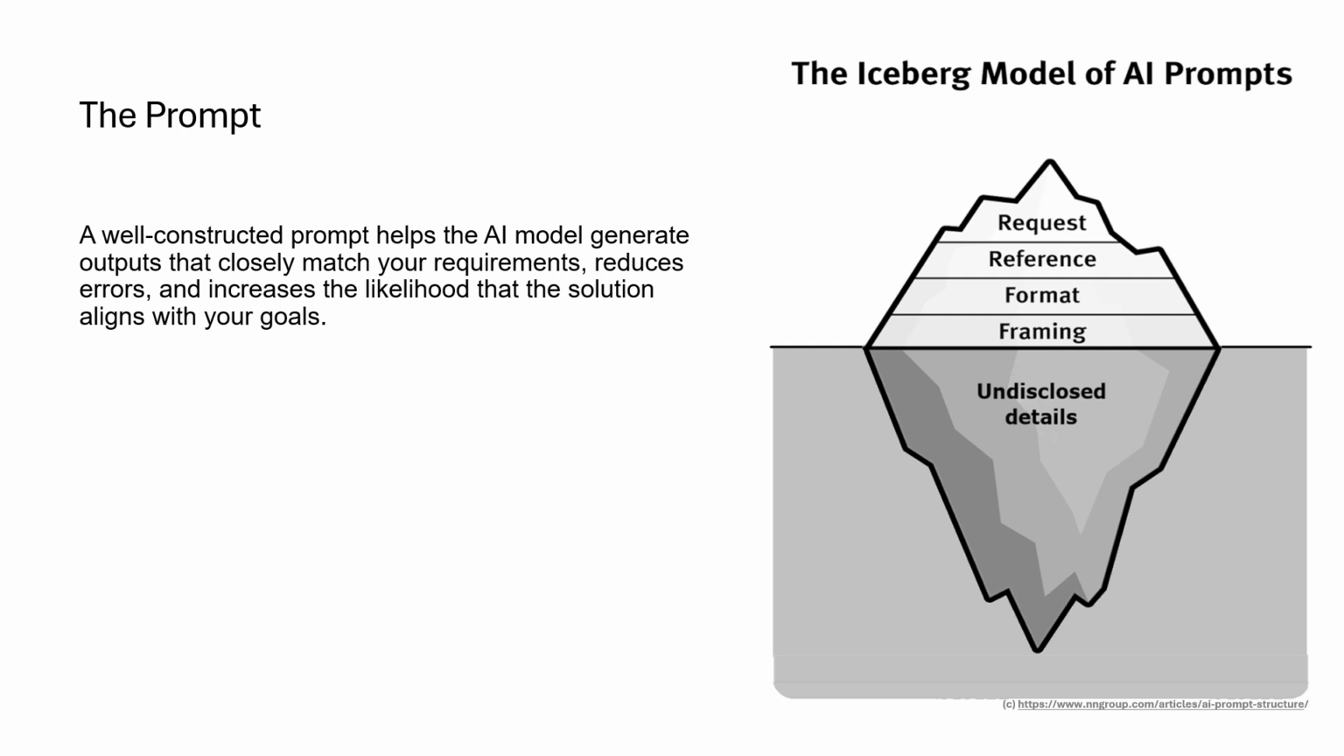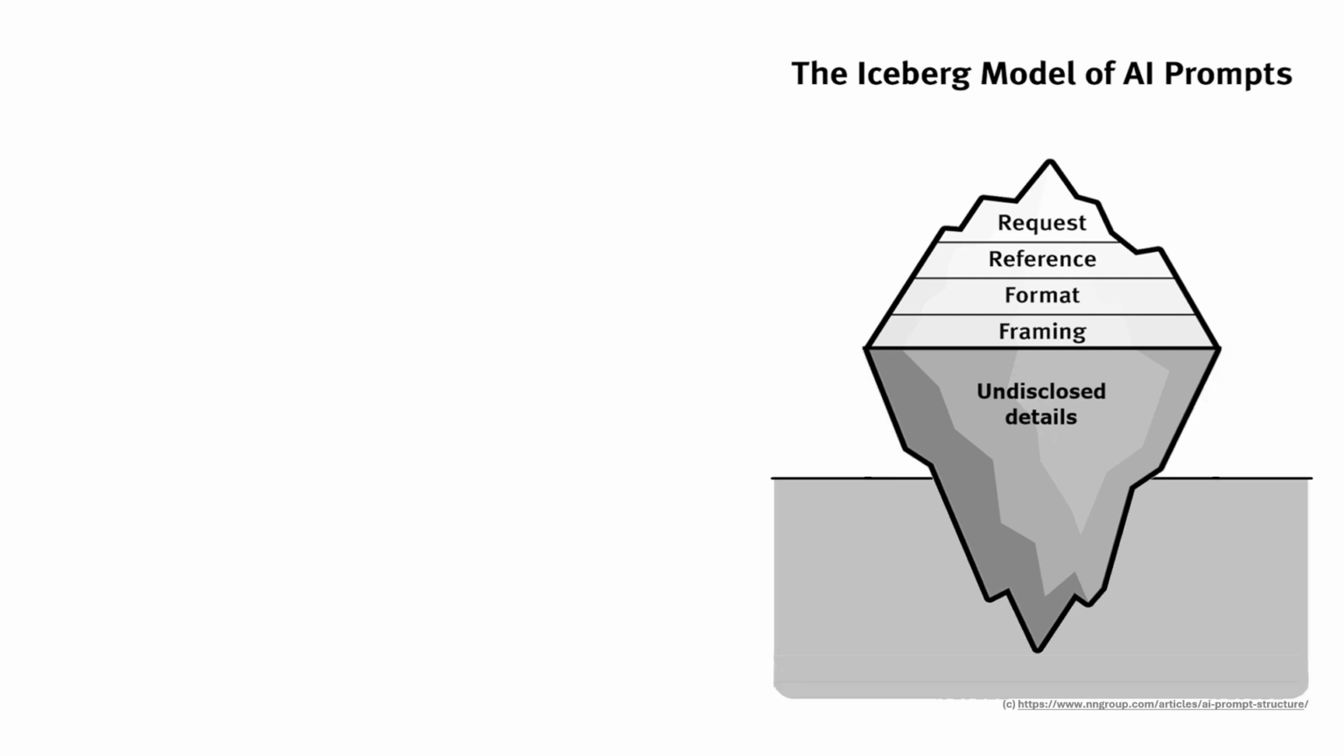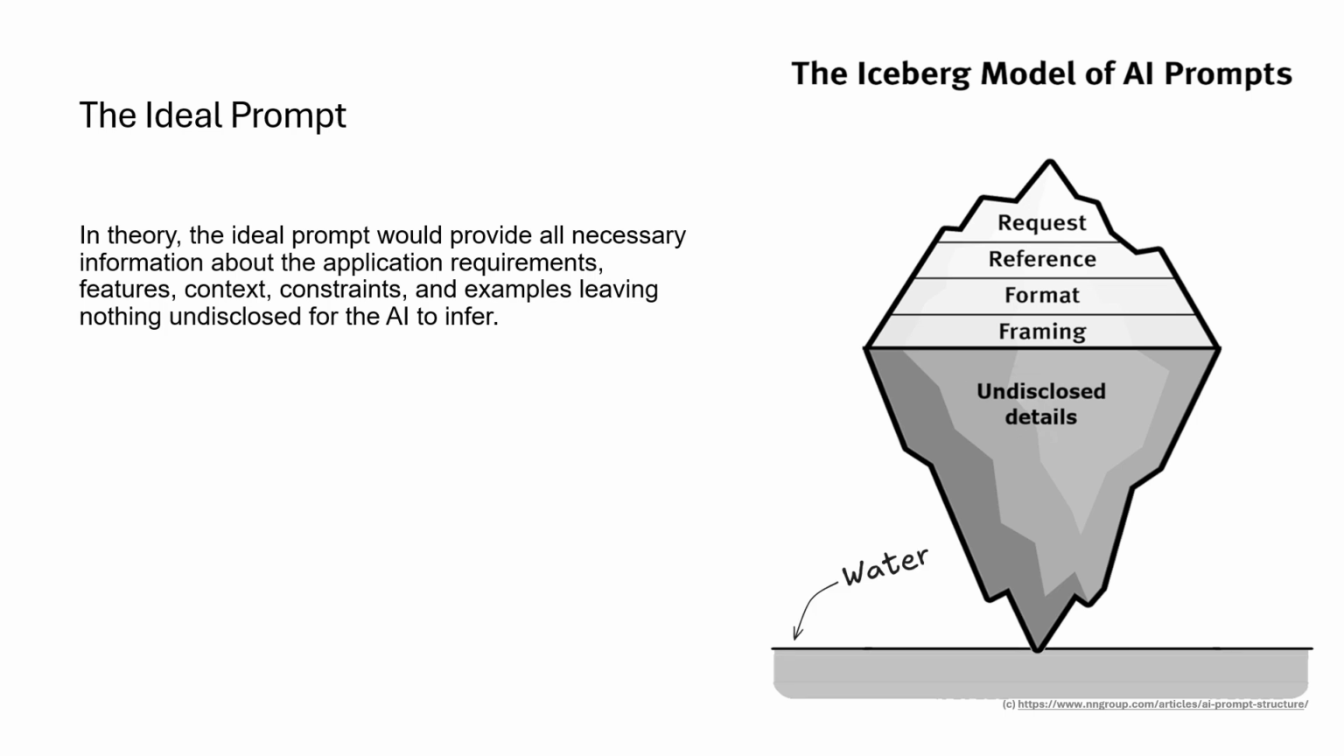In theory, an ideal prompt would give the AI all the information it needs about an application, such as requirements, features, context, constraints, and examples, leaving nothing to guesswork. However, in practice, this isn't realistic. Creating such a detailed request would mean describing every aspect of the project in full detail, which is essentially like coding the program in human language. This approach defeats the purpose of using AI for abstraction and automation.